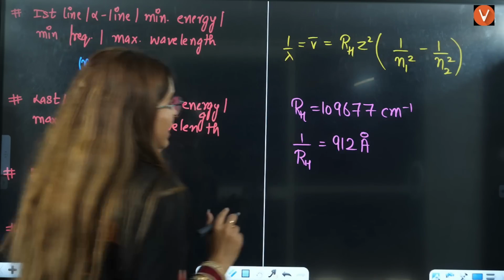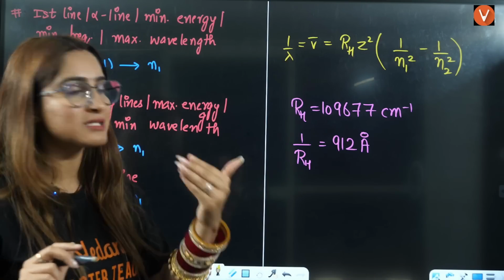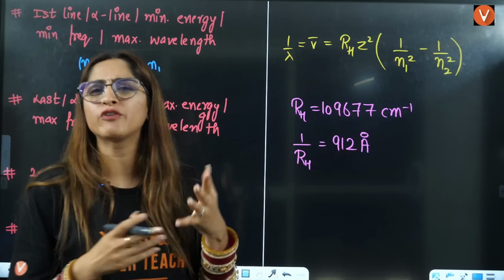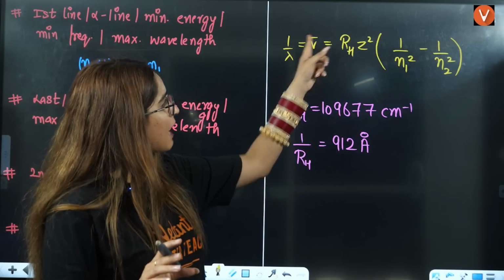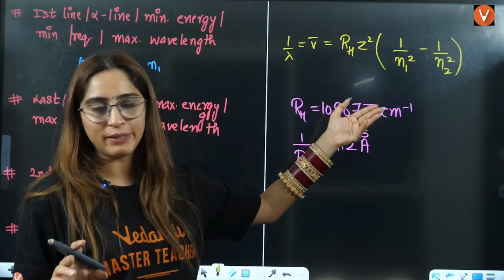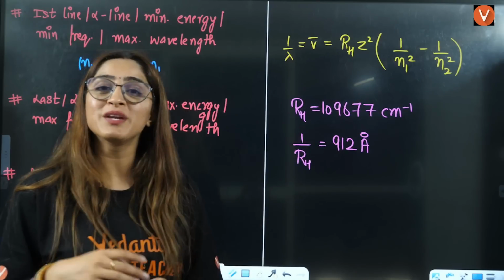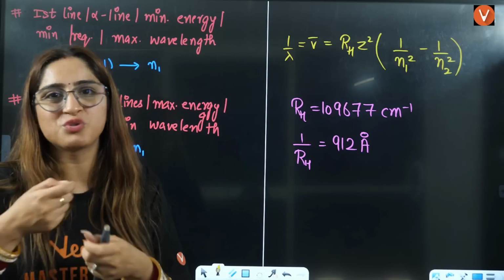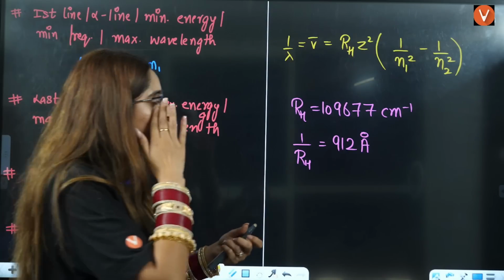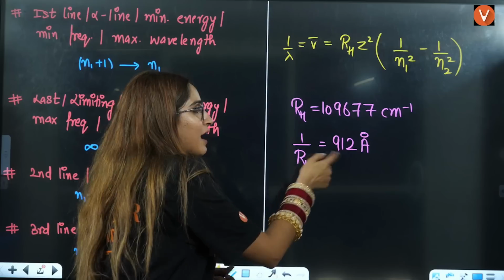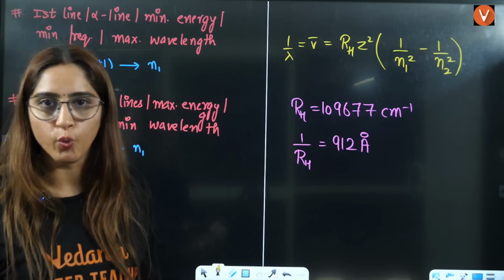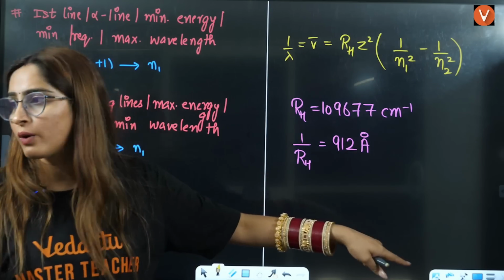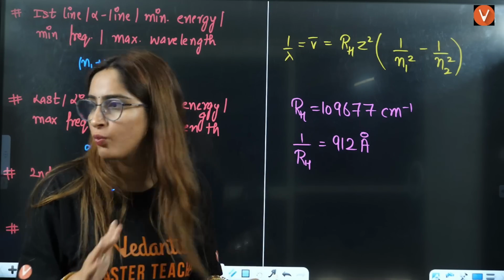Students, a very important thing to make your numericals easy: R_H equals 109677, that we all know. In this case, lambda will be in centimeters. But if you don't want to do the inverse and get into those difficult calculations, put the value of 1 by R_H equals 912 Angstrom. Then the answer will be in Angstrom, and you can convert it into centimeter, meter, whatever you want.